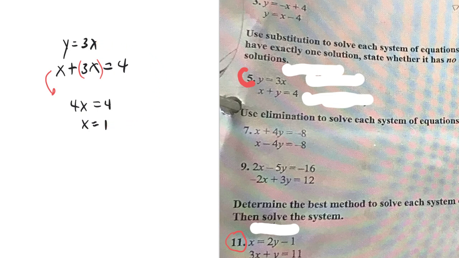Now, you could plug 1 in for x either in the top equation or the bottom equation, actually, but this top equation is going to be a little bit easier. So if we were to plug in x equals 1 there, well, that would become y equals 3 times 1, and that, of course, is equal to 3. So y is equal to 3, so therefore the solution to this particular system of equations is 1 comma 3, because x is 1 and y is 3.